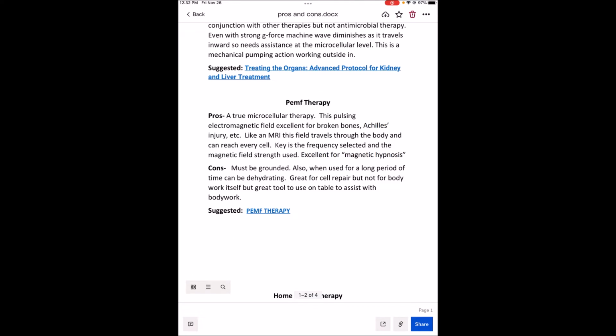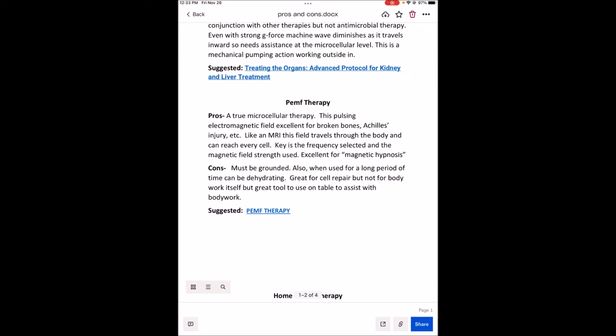PEMF therapy, excellent therapy. This is one of four what we call microcellular therapies that we promote. And it's like an MRI. PEMF goes through. I had an Achilles injury, for instance. I spent 6 months getting nowhere, doing everything I knew in body work, acupuncture, DMSO, and nothing was healing those cells. So this is a therapy that goes right at every cell, literally.